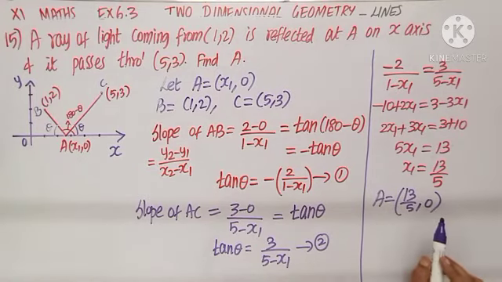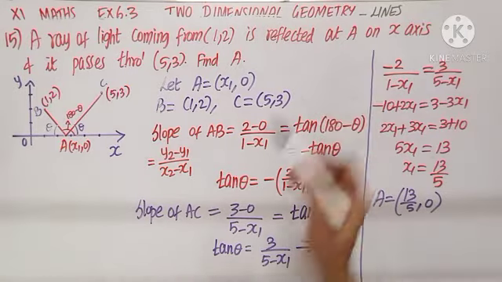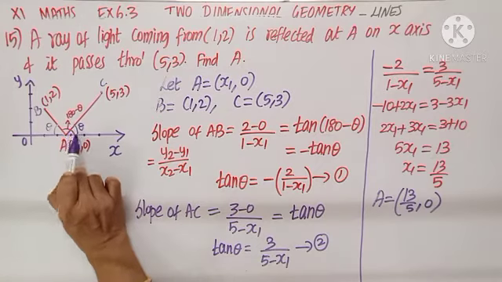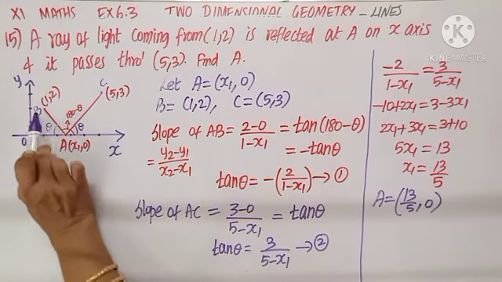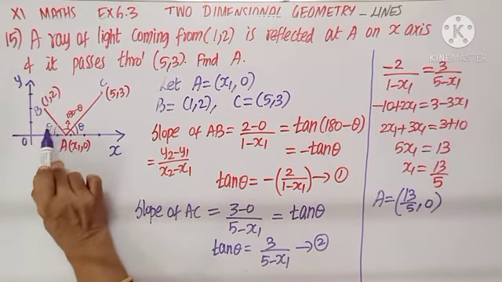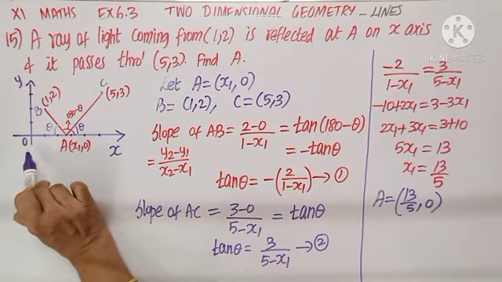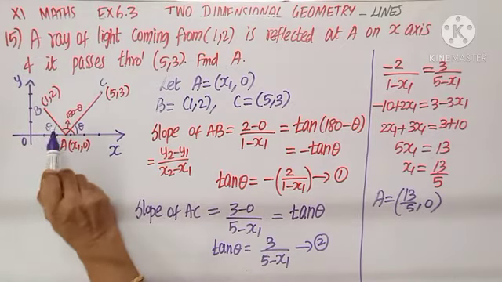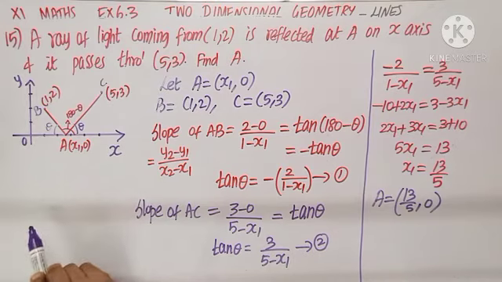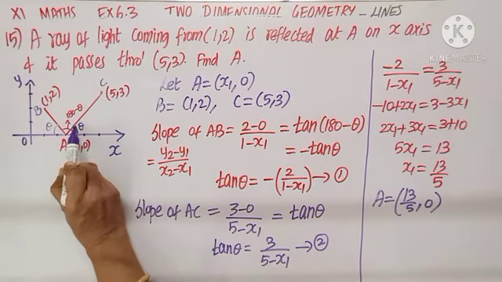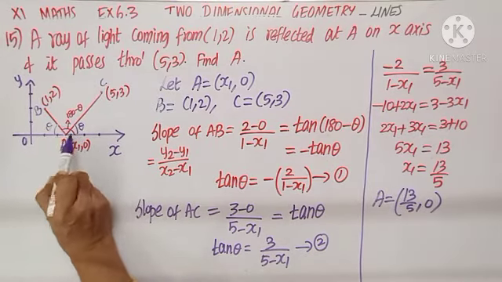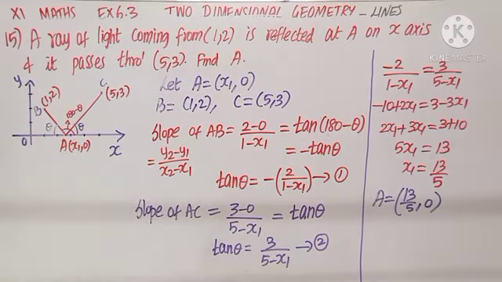We are using an important idea about the reflected ray. If this angle is theta, the original angle will be theta to this left side. But slope tells me the angle with the positive direction of the x-axis. So one angle theta tells me the other angle is 180 minus theta.